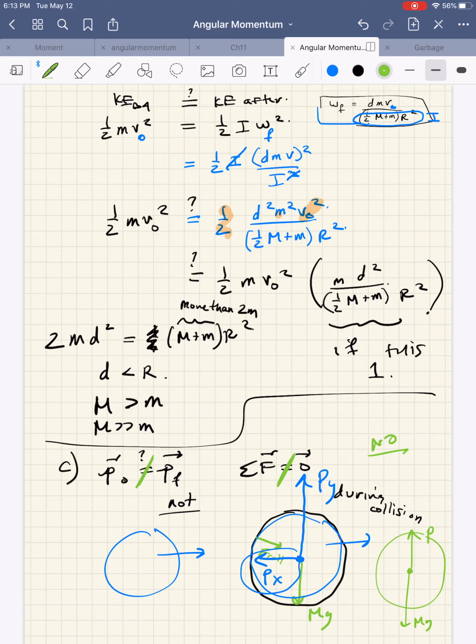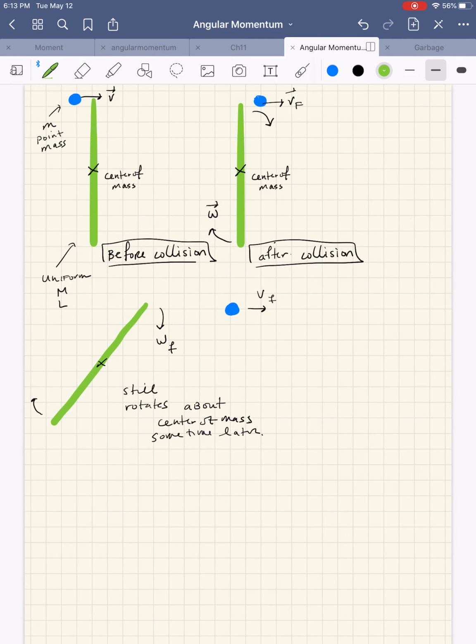Okay, so let's move on to one more kind of problem that you might see. And here it is. This is dealing with the idea that we can have collisions where both linear and angular momentum are conserved.